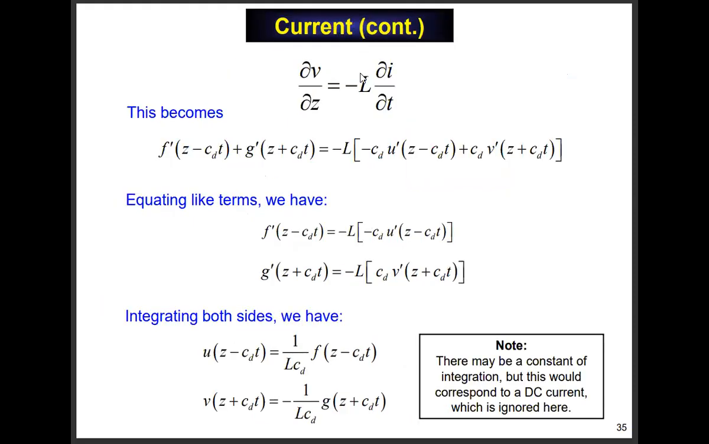And here's the equation. So here's plugging in. The left side is minus L times that derivative of the current. Okay. Now, the easiest way to proceed at this point is to compare similar terms. That's what I mean by equating like terms. Similar terms mean anything that looks like Z minus CDT lumped together versus anything that has Z plus CDT lumped together. Okay. So where do we see Z minus CDT?